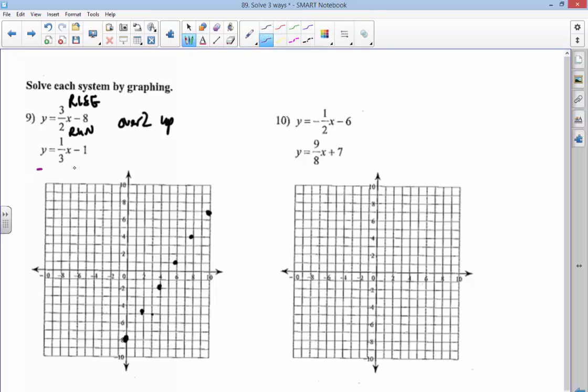All right, the second one's going to be a different color. So negative 1 is your b. This is where it starts. And then this is your rise of 1 and your run of 3. So over 3, up 1. Your whole goal here is to see where they cross. Over 3, up 1. And we have our winner, our winning point. You can also go back 3, down 1. And then draw your line.